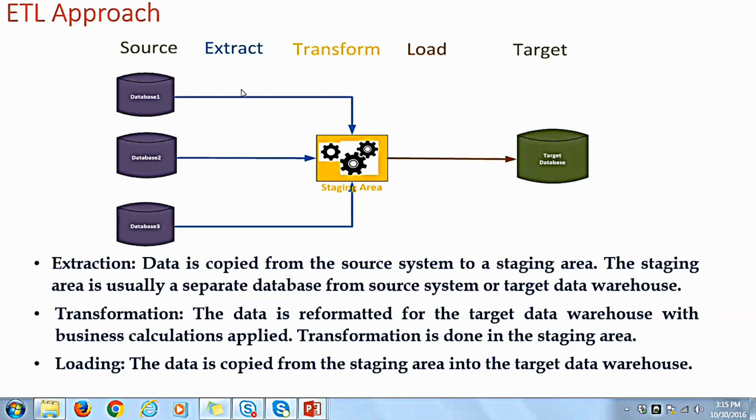During the transformation phase, data is reformatted for the target data warehouse with business calculations applied to it. Transformation is done in the staging area. During the loading phase, the data is copied from the staging area into the target data warehouse. Following are some well-known data integration tools which use ETL approach: Informatica, DataStage, SQL Server Integration Services like SSIS. All of them use ETL approach.